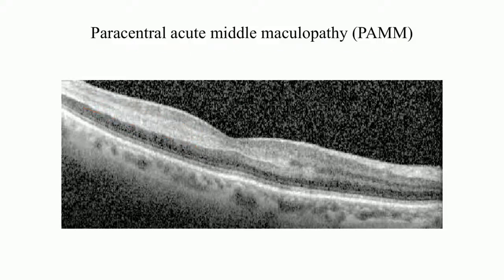And this is a diagnosis called paracentral acute middle maculopathy. This is a fairly new OCT diagnosis. It was described by Saraf and his group in 2013. What it is, is ischemia of the middle retinal plexus. This could occur in malignant hypertension. It could occur in different types of vasculitis. It even can occur in young patients, and they call it idiopathic.